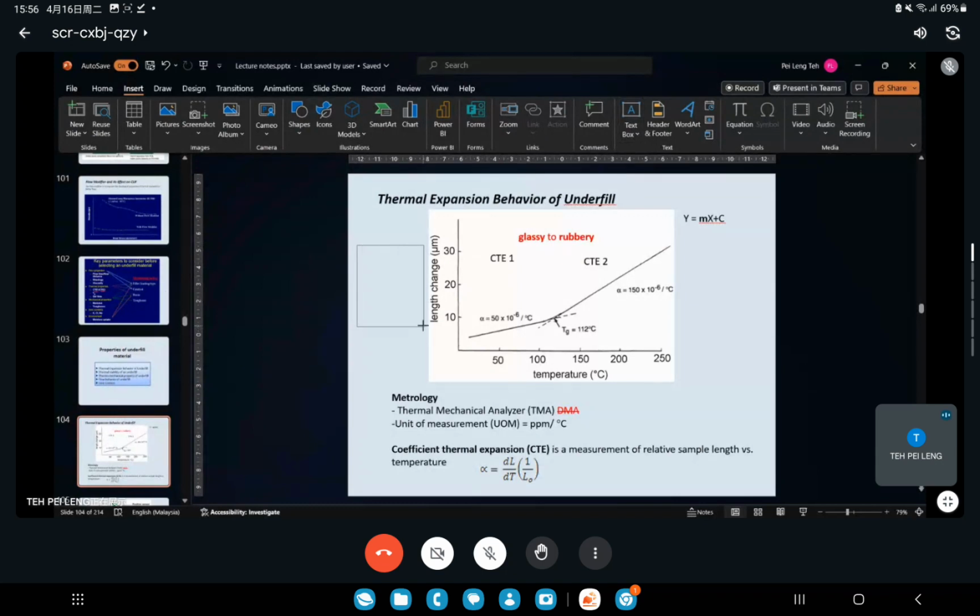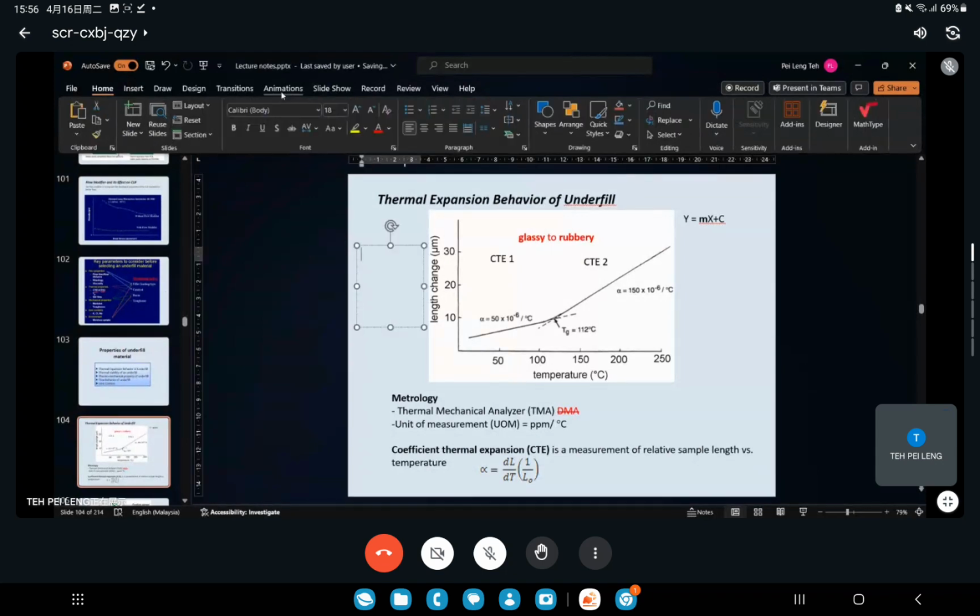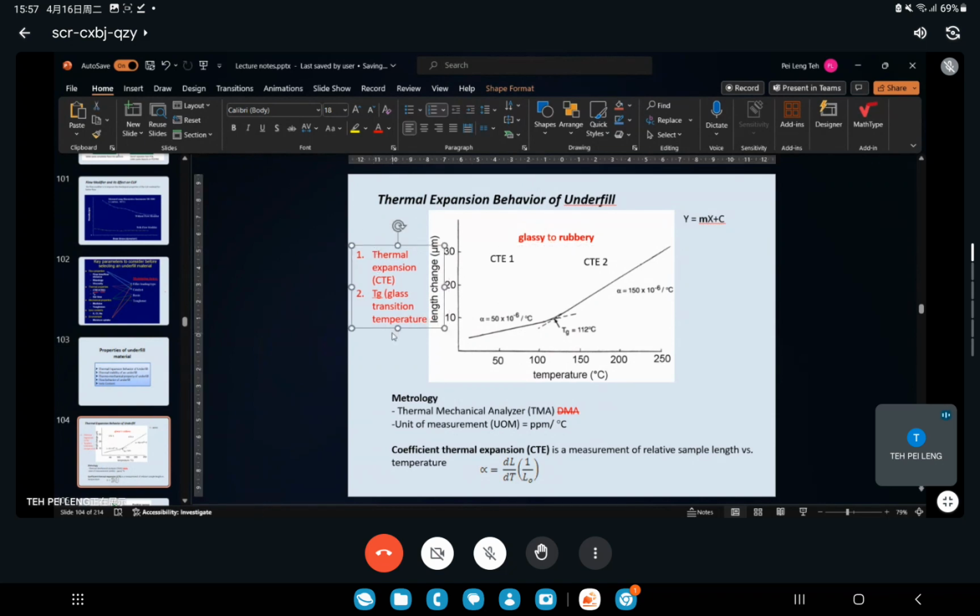This TMA will give you two properties. Okay, one is your thermal expansion. Thermal expansion measures what? Measure your CTE. Second information that this thermal mechanical analyzer can give is Tg, glass transition temperature. Okay, I hope you know what is glass transition temperature.